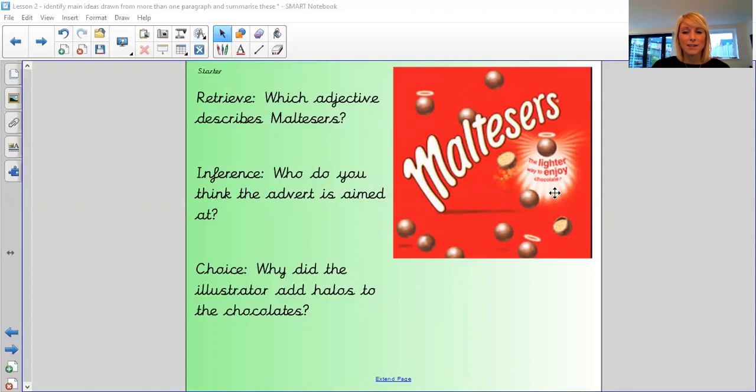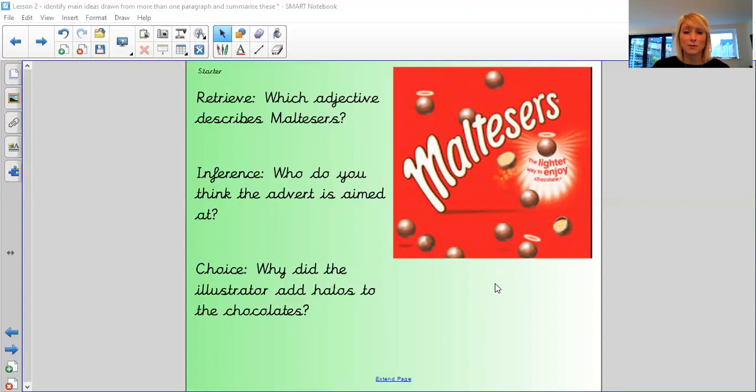But actually the fact that the text says lighter makes me think that the advert is aimed at people who want to eat chocolate, but they don't want to be too unhealthy. So they want to find a sort of better way to enjoy chocolate that perhaps is not so bad for them because the word lighter is used. Now that might not really be true, but that's the advertising that Maltesers are using to try to encourage people to eat their chocolate rather than different chocolates.